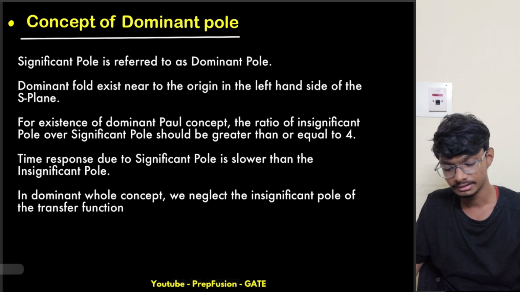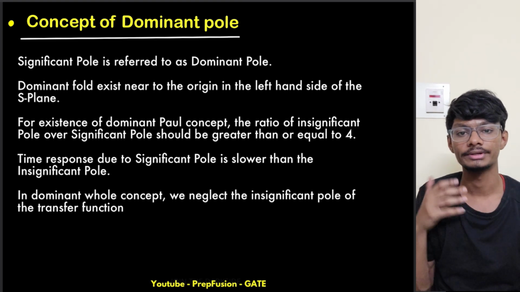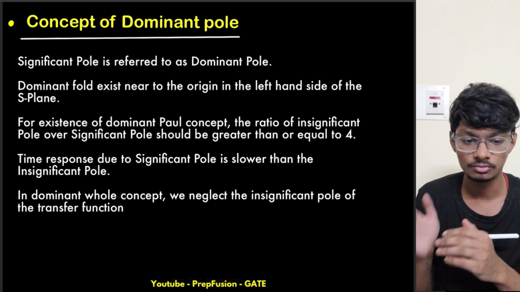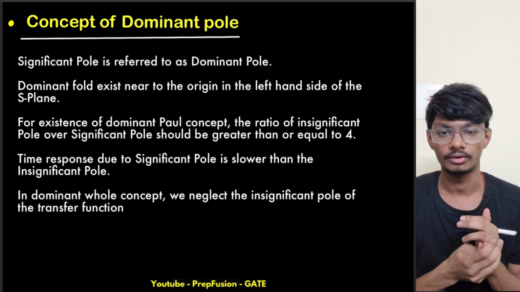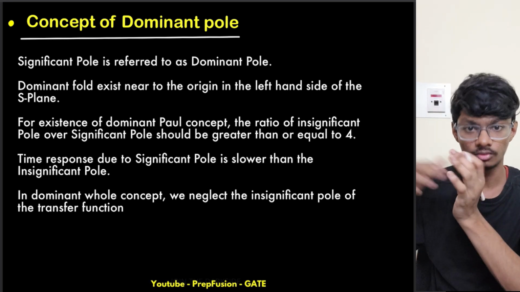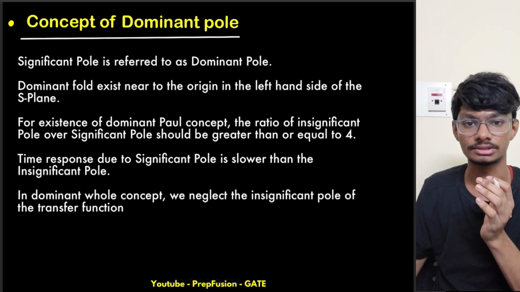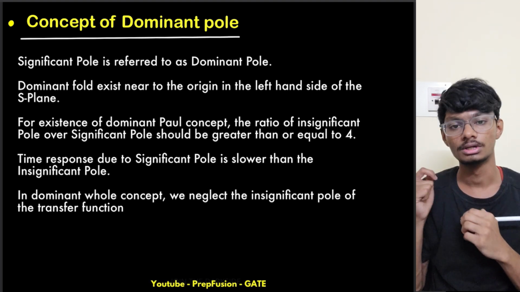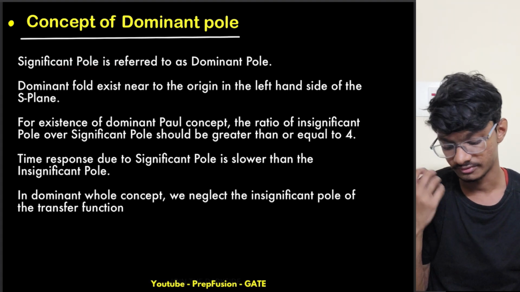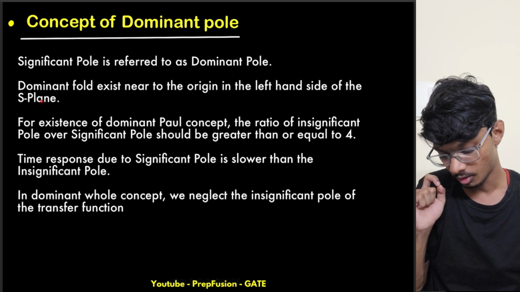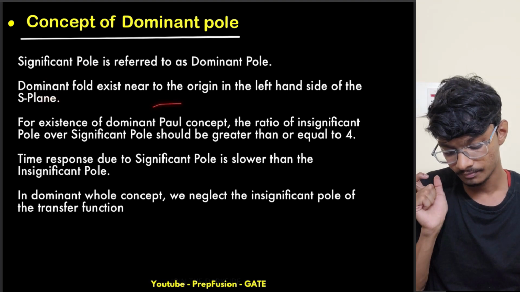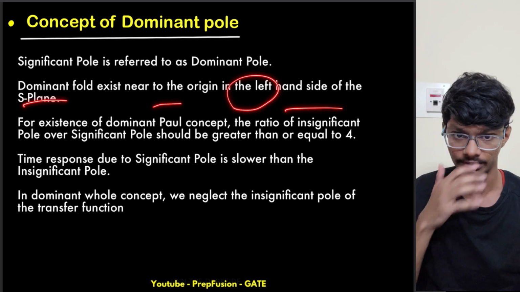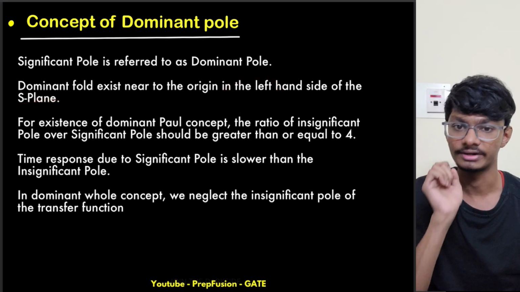So here, the significant pole is referred to as the dominant pole, the pole which is nearer to the origin. Why? We'll understand. As we go further from the origin, the time constant reduces because it is the inverse of the pole. So the dominant pole exists near the origin in the left hand side of the s-plane.